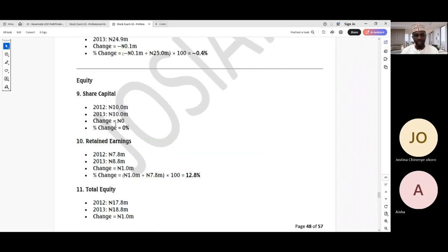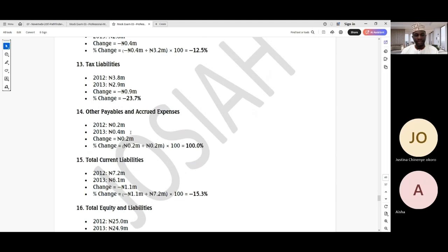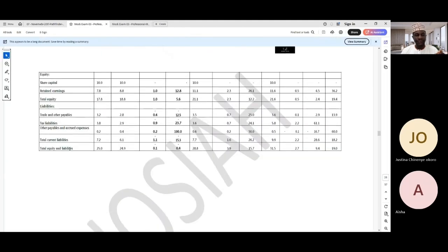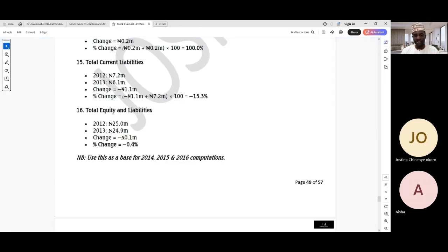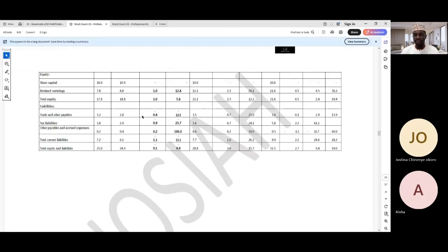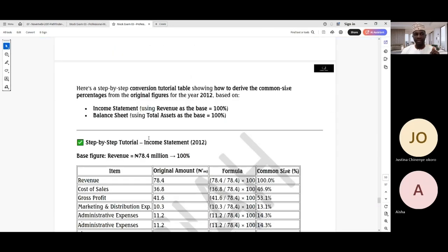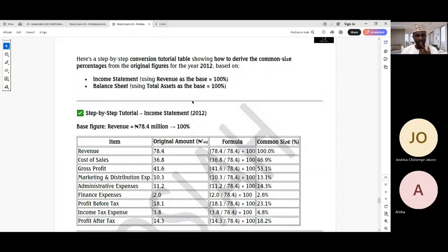down to total assets, up to equity, retained earnings and total equity, down to total equity and liabilities, just as it is in the appendix. So you see total equity and liabilities 25M reduced by 24.9, and it has 0.1%, and that's the amount in percentage. This is the result, and you can use this base to practice for 2014, 2015, 2016 computations. I'm sure he will not present this kind of tough scenario in future again, but please practice with it. You never can tell what the unseen will provide in the main exams for May 2025.